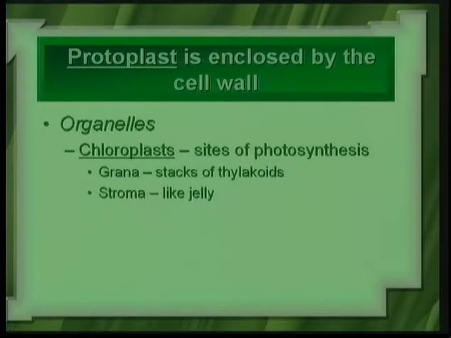The other part of the chloroplast that need concern us is called the stroma. Don't confuse this with stoma. Stroma is like the jelly-like substance inside of the chloroplast, and the stroma is the place where the second part of photosynthesis happens, and that part is called the Calvin cycle.